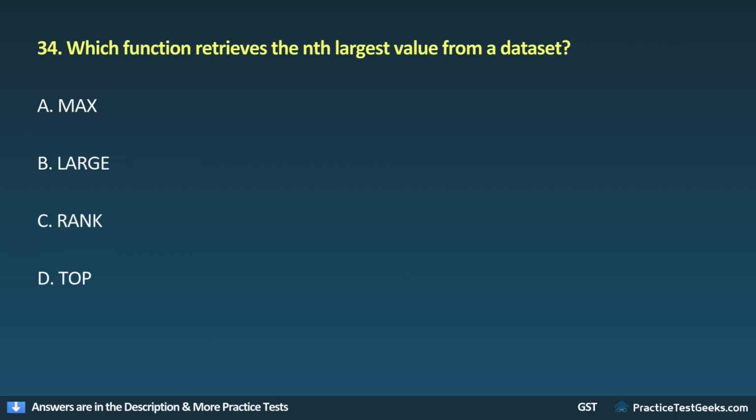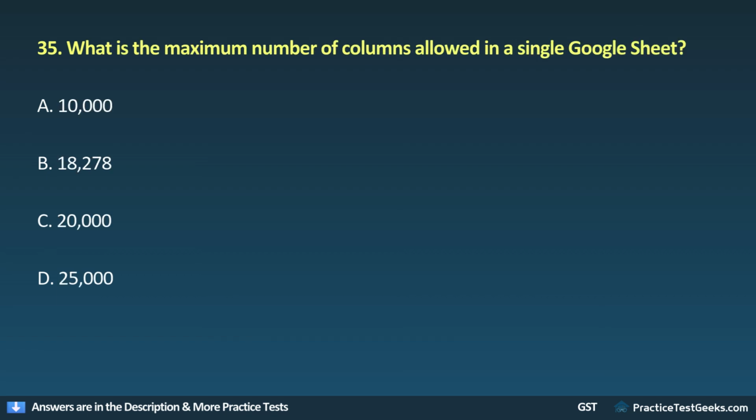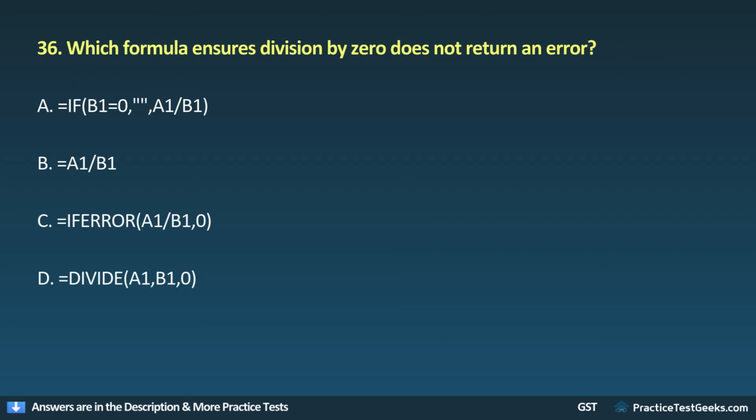34. Which function retrieves the nth largest value from a dataset? A. Max. B. Large. C. Rank. D. Top. 35. What is the maximum number of columns allowed in a single Google Sheet? A. 10,000. B. 18,278. C. 20,000. D. 25,000.